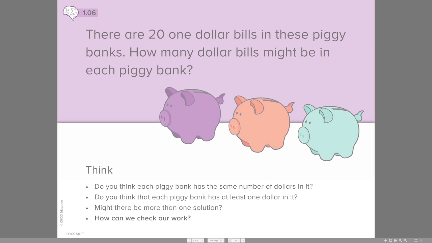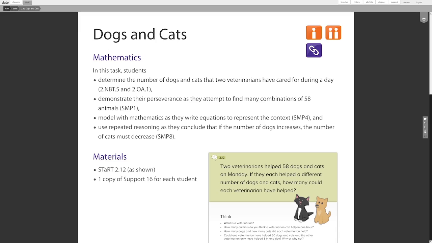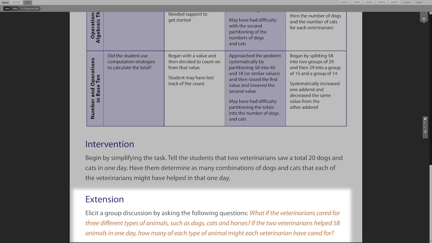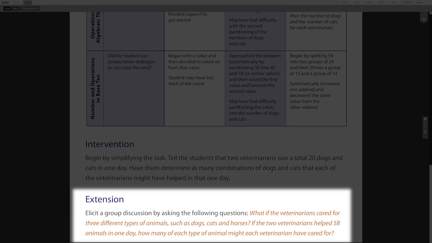So this is a grade 1 task. Another task for grade 2 is called dogs and cats, and in this situation, students pretend that they are veterinarians and they are serving 58 animals. How many dogs, how many cats can they service in a day? So students need to decide how to balance it and how to distribute the dogs and cats. And there again, how many ways can they do that? The enrichment activity asks students to consider 3 animals that the vets are serving and extend their thinking to 3 add-ins rather than 2. In grade 3, we have a task called banking business.